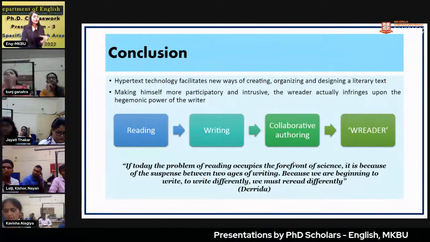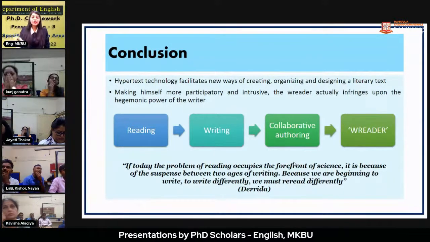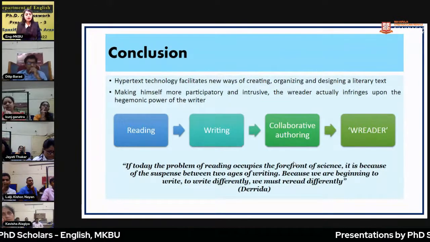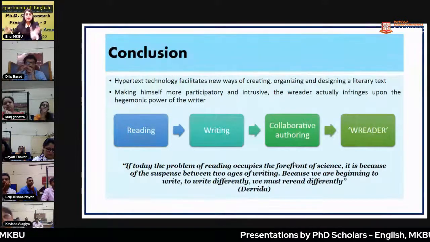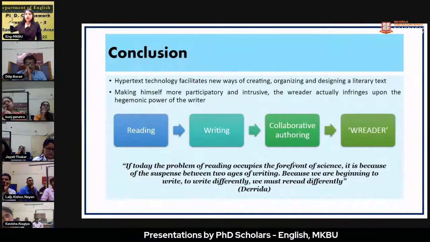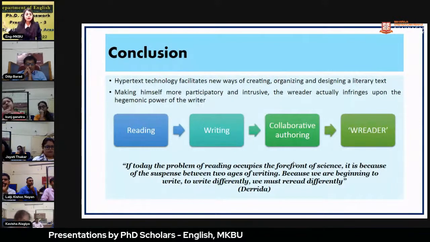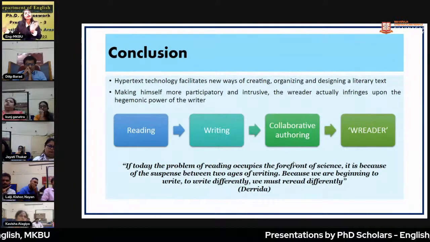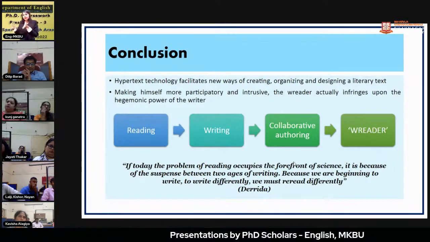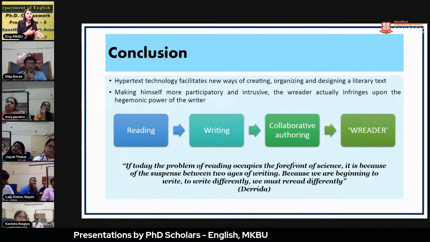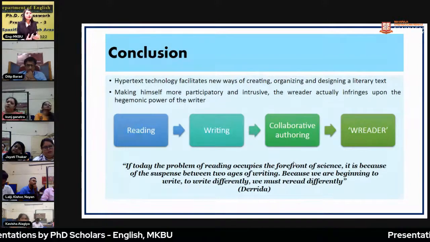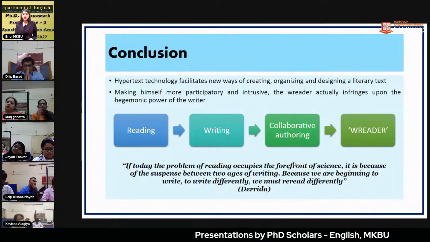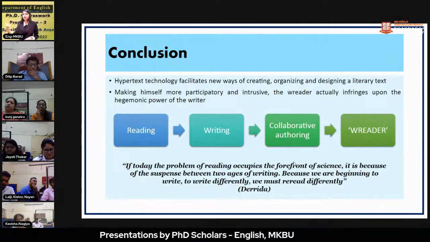So I quoted Derrida to conclude my presentation: "If today the problem of reading occupies the forefront of science, it is because of the suspense between two ages of writing." Here we have two different ages, electronic and traditional, print and screen literature, electronic literature. "Because we are beginning to write differently, we must reread differently also." We must try to interpret differently also. We must try to develop our mindset to accept these kinds of forms in the artistic genre as aesthetic literature also. So I unquote; this quote is taken from Of Grammatology, written by Derrida.